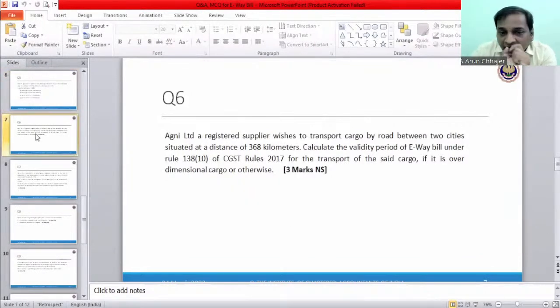Next is Agni Limited, a registered supplier, which wished to transport cargo by road between two cities situated at a distance of 368 km. Calculate the validity period of the e-way bill for the transportation of the said cargo if it is ODC or otherwise. First, tell me, if it is ODC cargo, how many days will it be valid if the distance is 368 km?